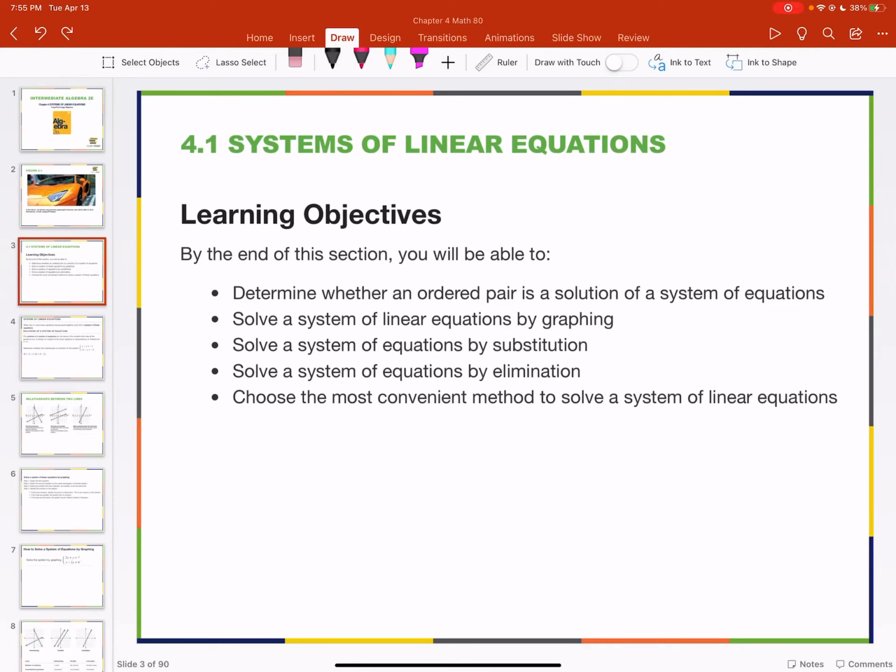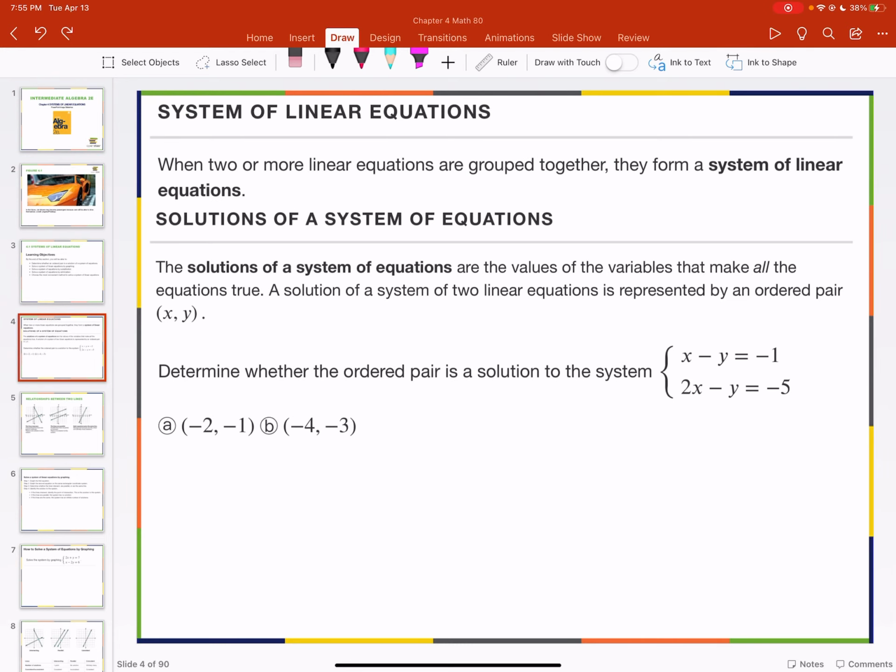Hello everyone and welcome to section 4.1 where we're talking about systems of linear equations and solving them by graphing, substitution, or elimination. Okay, so first of all, what is a system of linear equations? It's just two or more linear equations grouped together. When they meet, that's considered a solution.